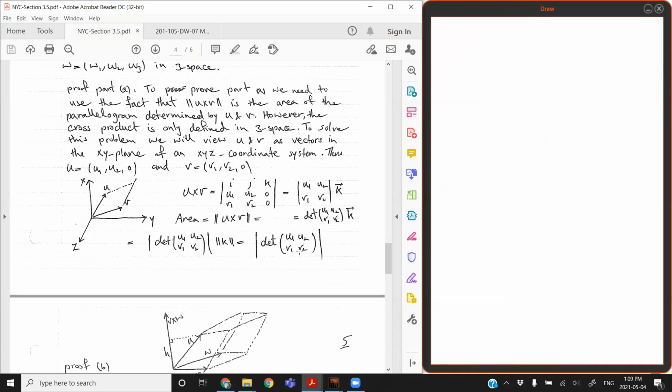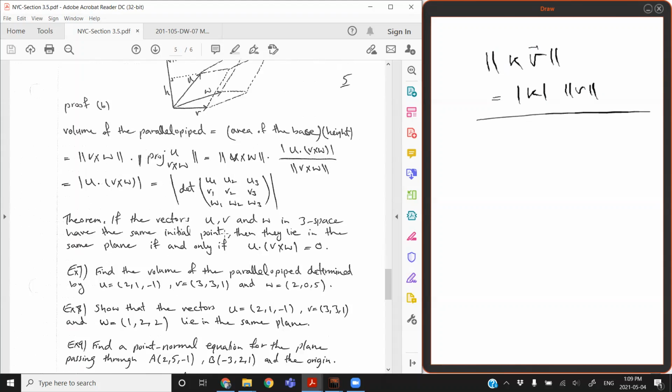I'm also using this fact: if I have the norm of a scalar k times a vector v, that's going to be the absolute value of k times the norm of v. I'm using this. So that's why here you have the absolute value of the determinant times the norm of k, but this part is going to be 1 because k is a unit vector.